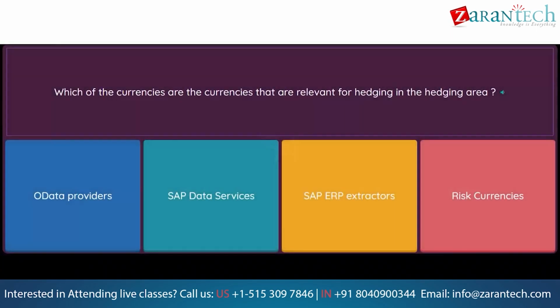Question: which of the currencies are the currencies that are relevant for hedging in the hedging area? Option 1 OData providers. Option 2 SAP data services. Option 3 SAP ERP extractors. Option 4 risk currencies.